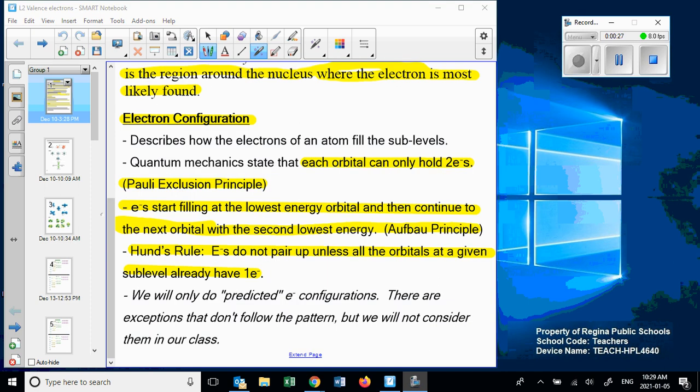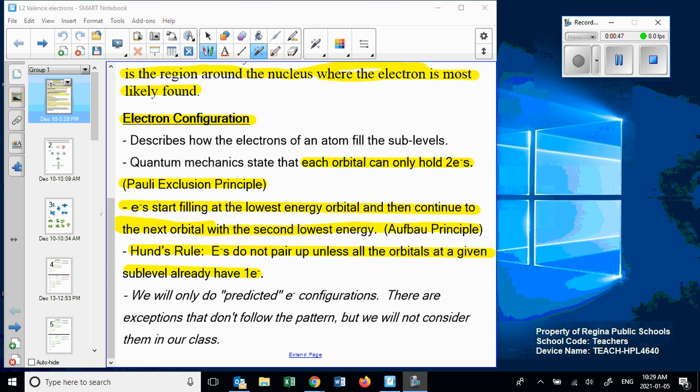Okay. For the recording, pause this screen and copy out the electron configuration notes here. I'll just talk about them real quickly now. I'm assuming that you've copied them up.